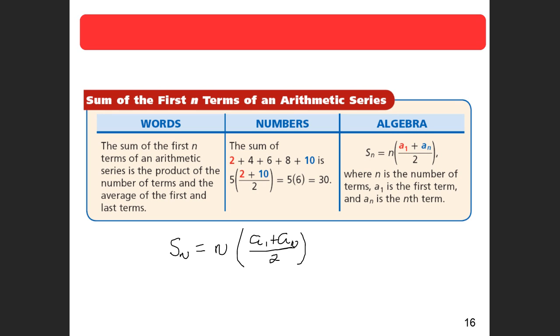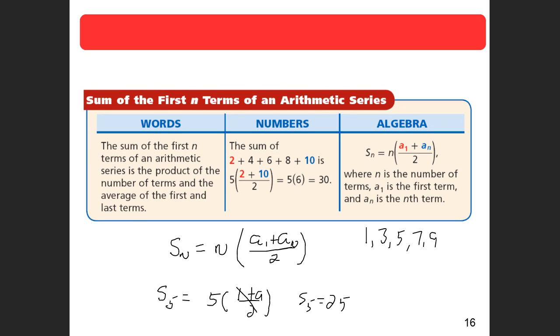Let's do an arithmetic sequence. Let's do a real easy one: 1, 3, 5, 7, 9. So that's 1, 2, 3, 4, 5. Let's find S of 5 using this formula. Well, we already know the first term and the last term because we can see them. We know n is 5. The first term is 1, the last term is 9, divided by 2. So that's 10 divided by 2, which is 5. So 5 times 5 is 25. So S of 5 is equal to 25 using our formula.